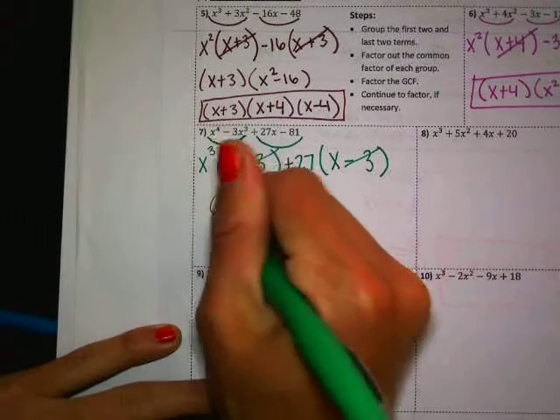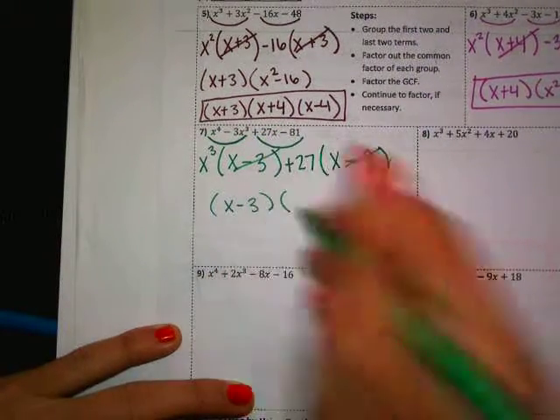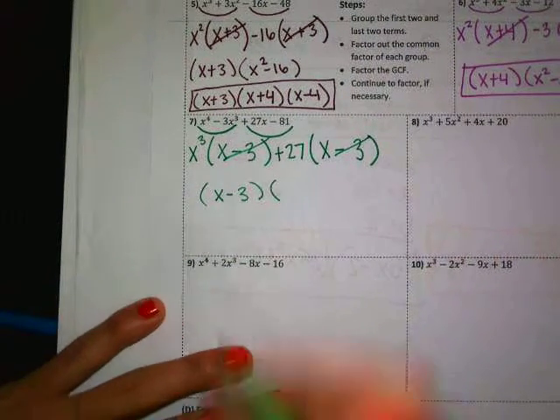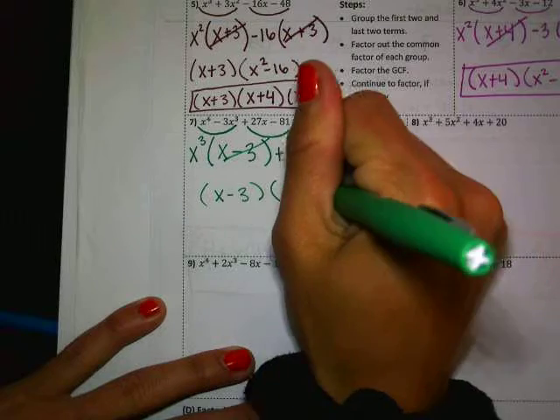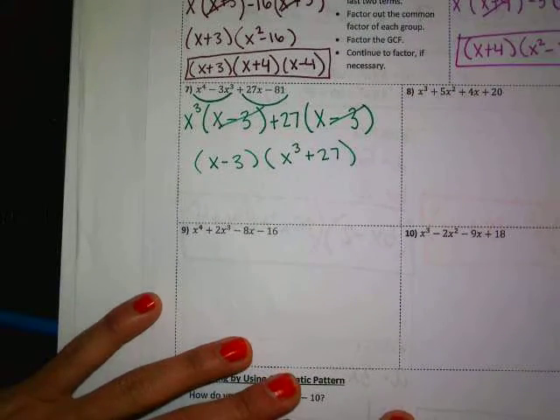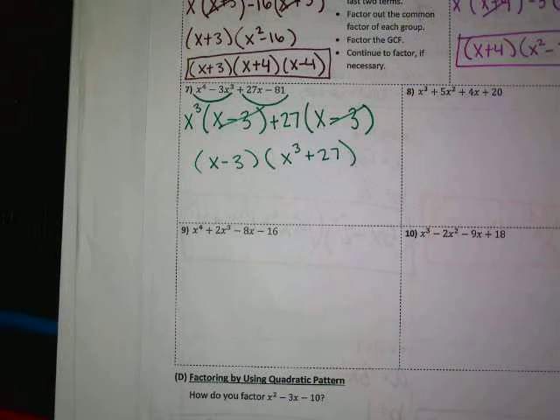Yay, I did it right. I'm going to write that once. And then I'm going to write my two GCFs that I pulled out together: x cubed plus 27, x minus 3.